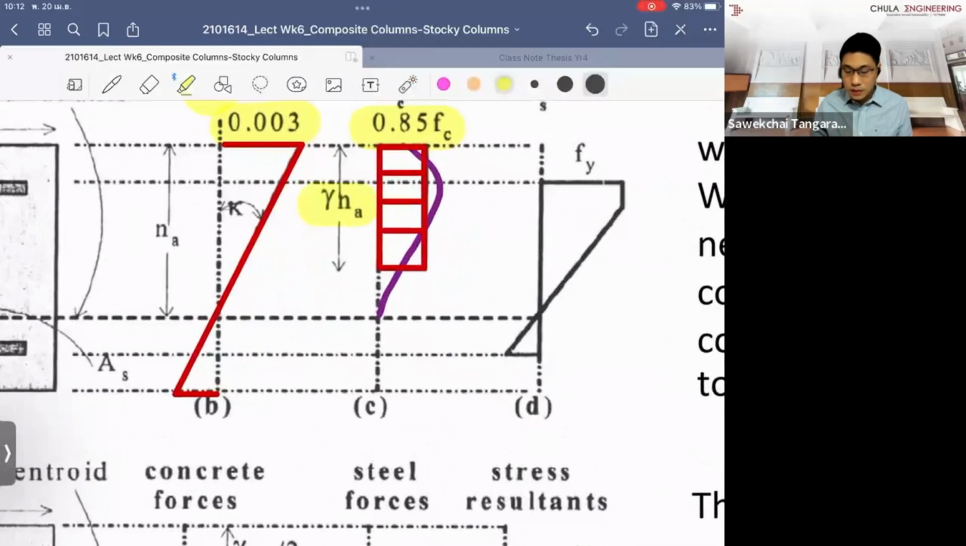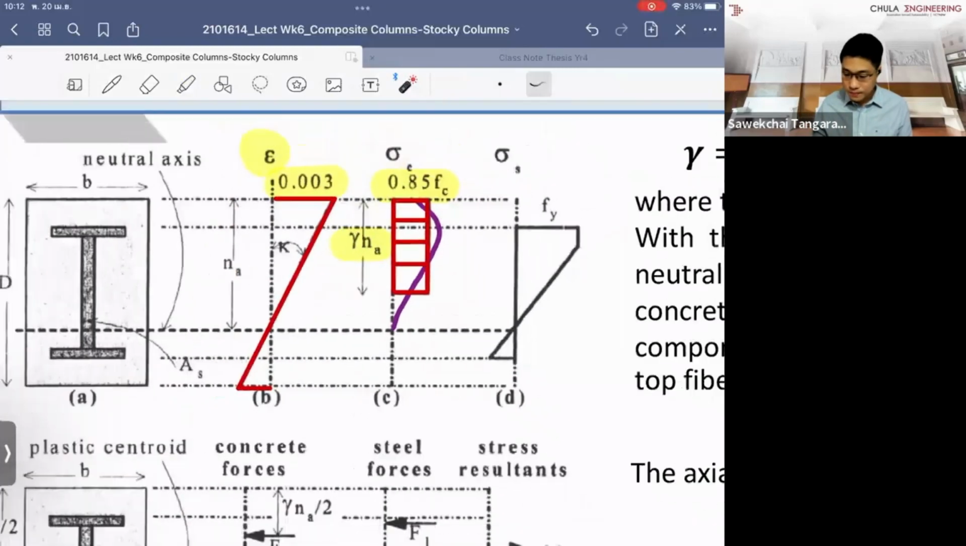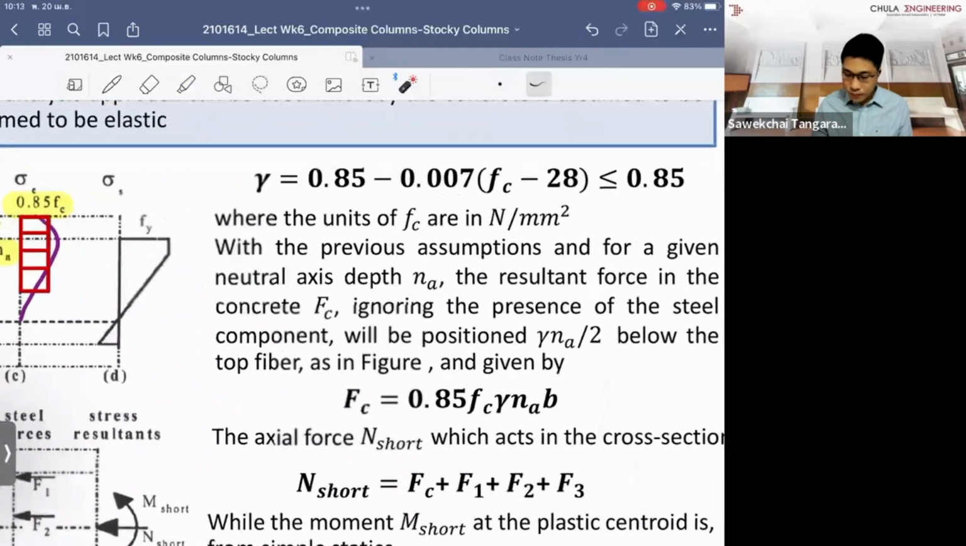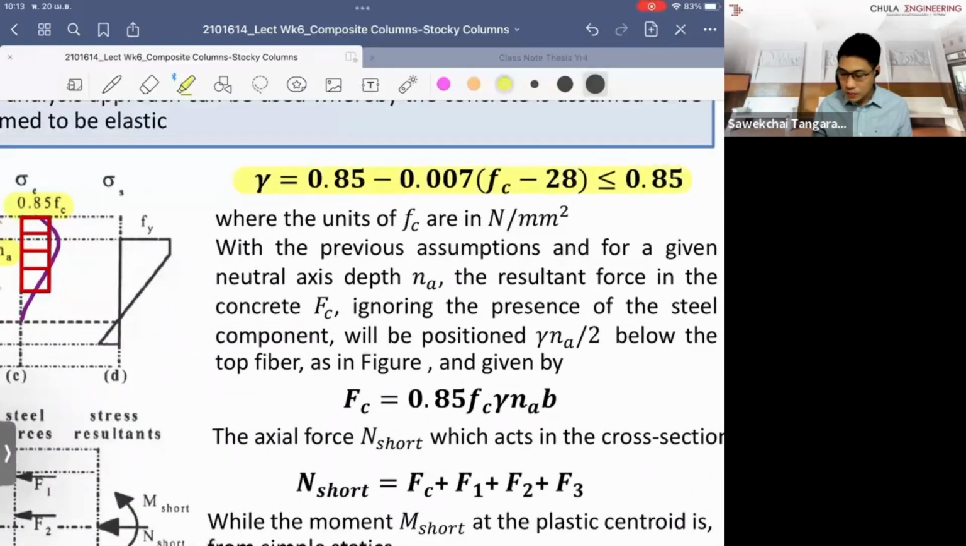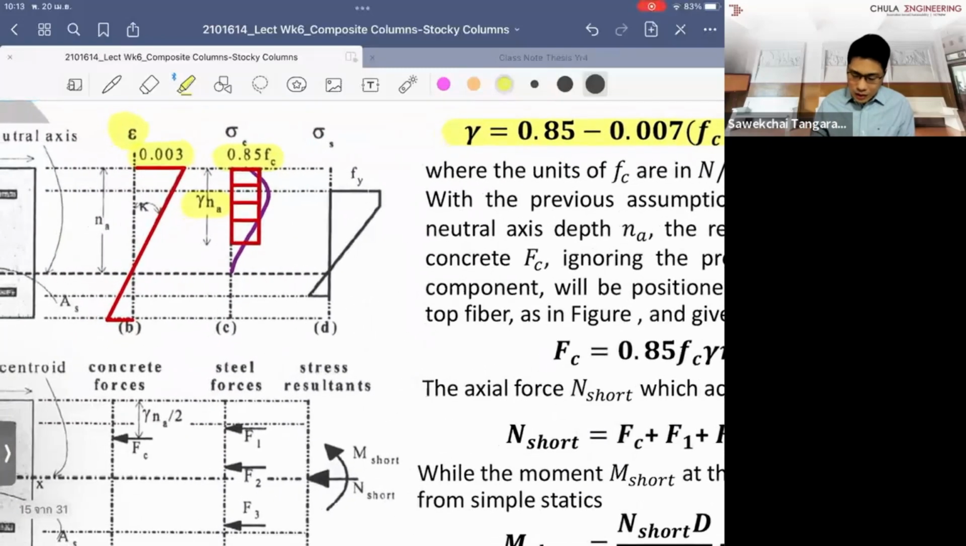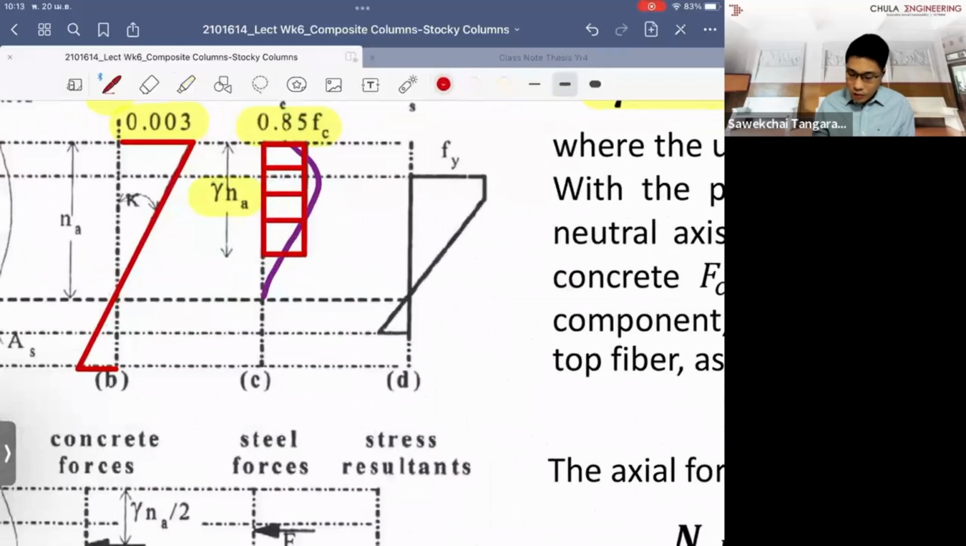And for the depth of the rectangular block diagram, you have to find the value of gamma, which is to adjust the ratio to the neutral axis depth, right? The gamma calculation is similar to what you use in the steel, but it has to be less than or equal to 0.85, or less than 85%. By doing this, you can approximate the stress diagram of the concrete and you can find the total force under the area of the concrete stress.